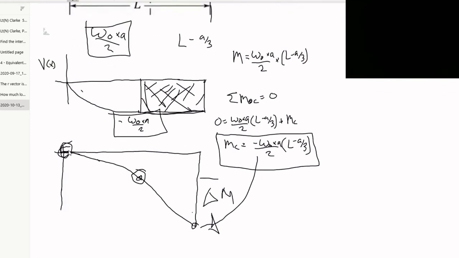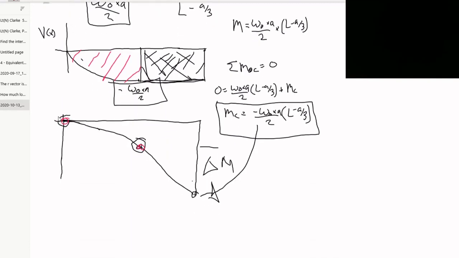And so again, the difference between the magnitude of your moment here and the magnitude of your moment here, that's just based upon this area here. So that's basically it for that diagram.